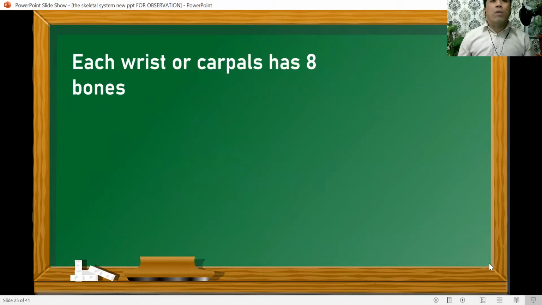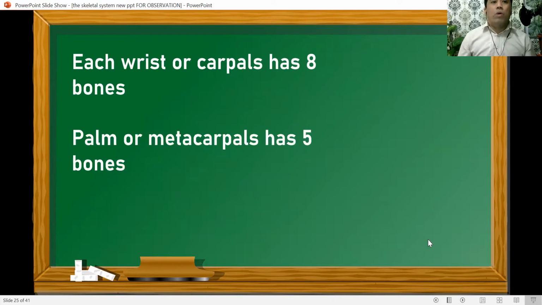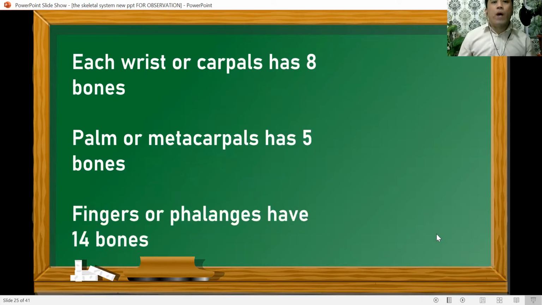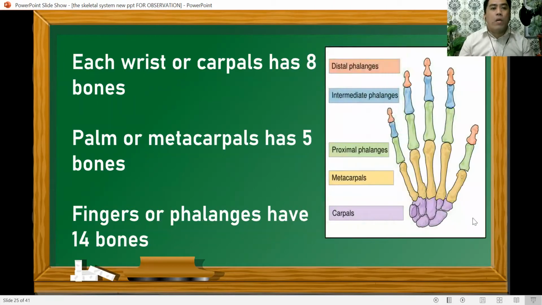So each wrist or carpals has 8 bones. Palms or metacarpals has 5 bones. Fingers or the phalanges have 14 bones. So pag tiningnan natin, yan, si carpals or the wrist bone, dito. So it's made up of 8 bones daw. Medyo mahirap lang bilangin kasi.